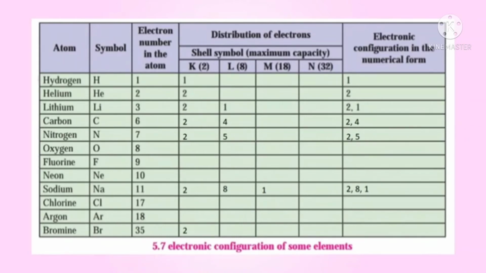The first shell contains only 2 electrons; the remaining 33 electrons we have to write in the remaining shells. So the maximum capacity of the next shell is 8. 2 plus 8 is 10, 10 plus 18 is 28. So the last shell contains only 7 electrons. So the total is 35. So the electronic configuration of this element is 2, 8, 18 and 7 in the last column.